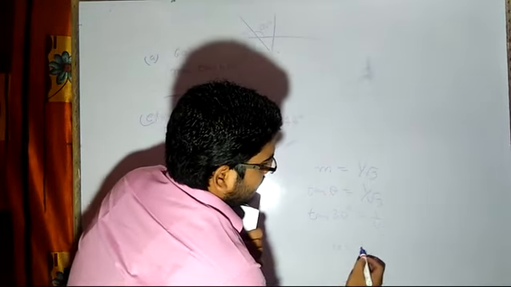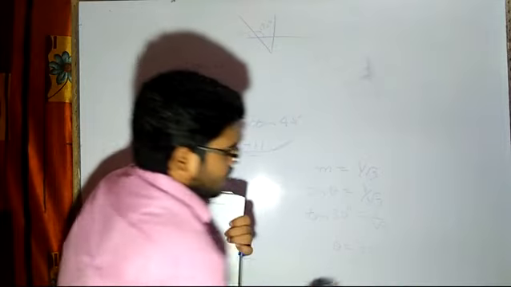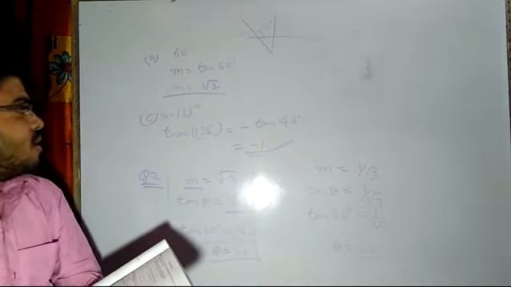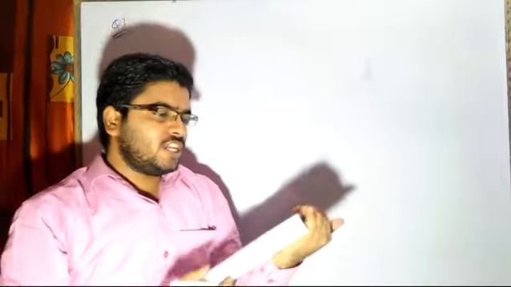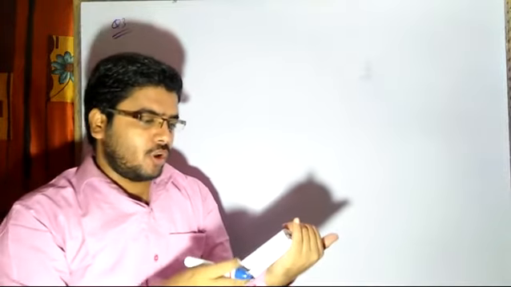So theta will be equal to 30 degrees. In this way you will solve question number 1 as well as question number 2. Now the remaining sums you try to solve. Now question number 3 says: find the slope and inclination of the line OA in each of the following.